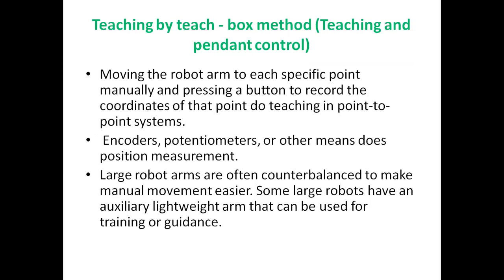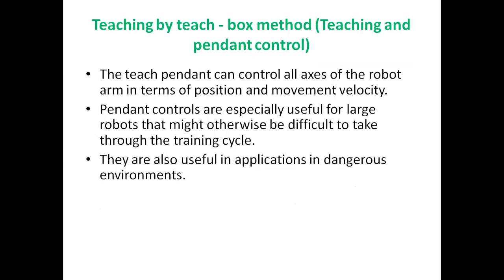Large robot arms offer counterbalance to make manual movement easier. Some large machines will have an auxiliary counterweight arm that can be used for training. In the teach pendant, we can control all axes of the robot arm in terms of position and velocity of movement. Pendant controls are especially used for large robots that might otherwise be difficult to move through the training cycle.